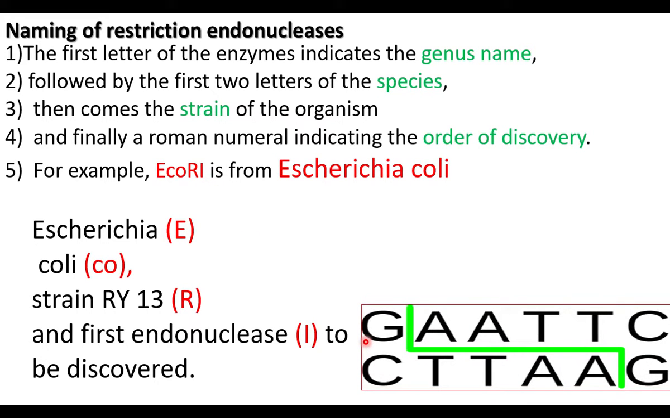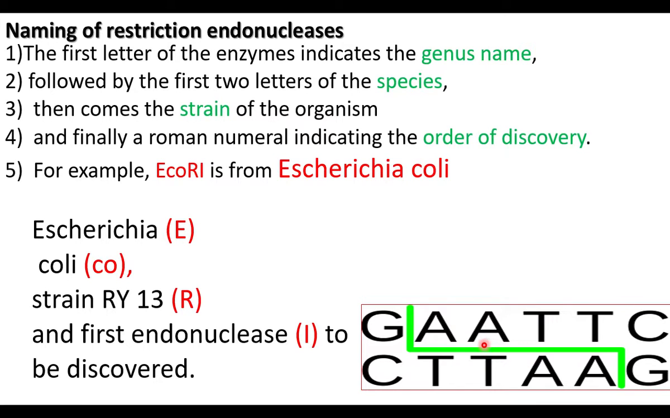EcoRI has the following recognition sequence: GAATTC. In the other strand, reading in reverse order, it is also GAATTC. Restriction enzymes recognize palindrome sequences. Palindrome sequences are DNA sequences that read the same on both strands but in opposite directions.